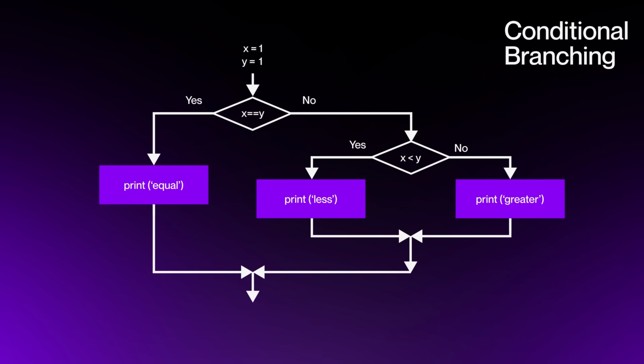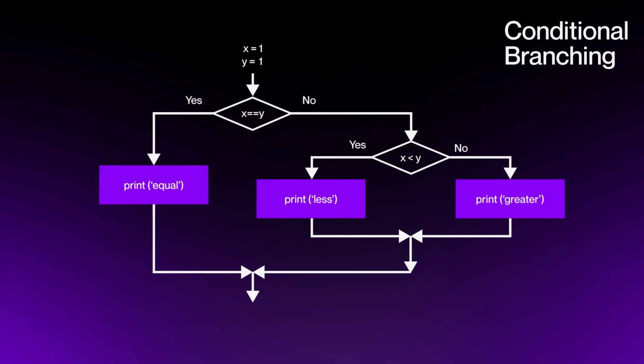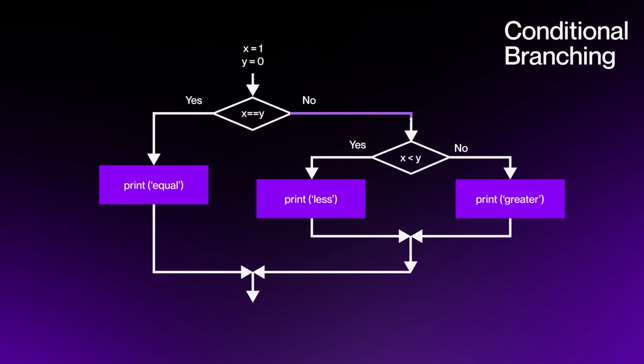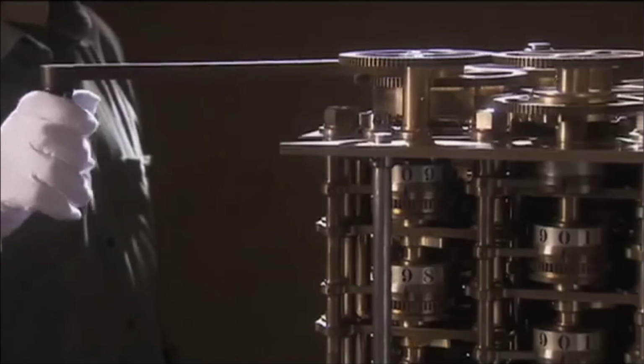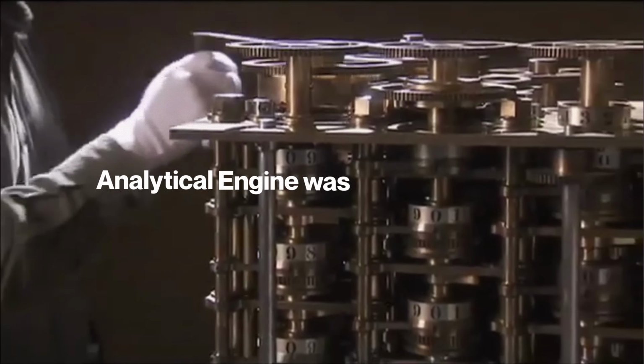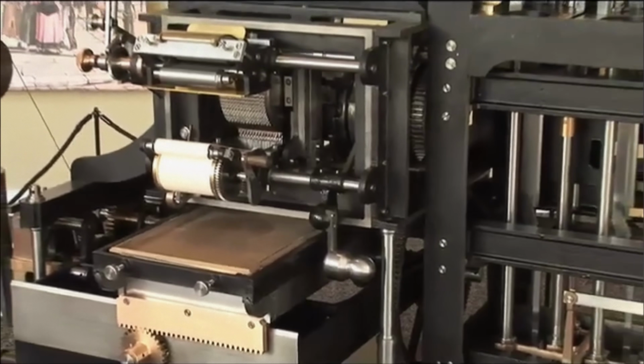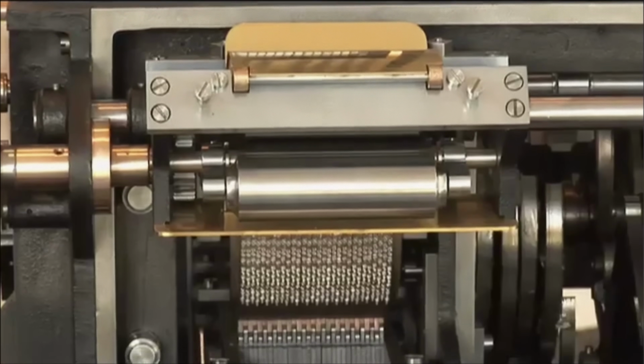That last term, conditional branching, is especially important in the context of universal machines, as it allows the machine to perform different types of calculations based on some previously computed value. And most importantly, the analytical engine was Turing complete, even though that term would only be defined a century later.